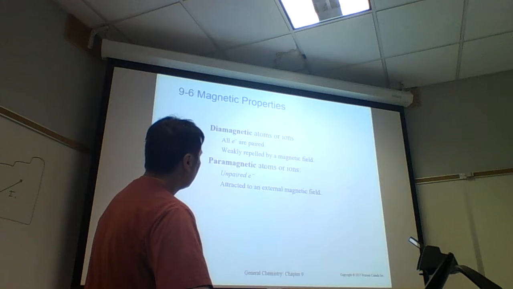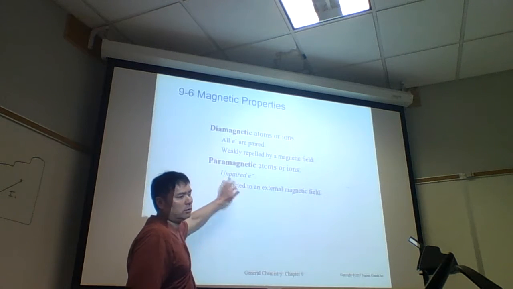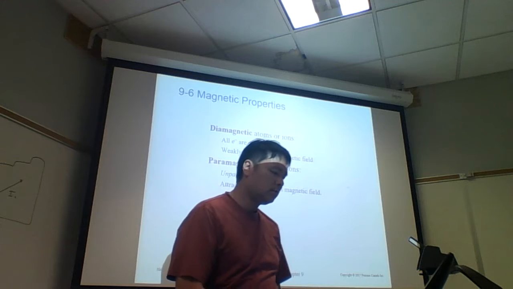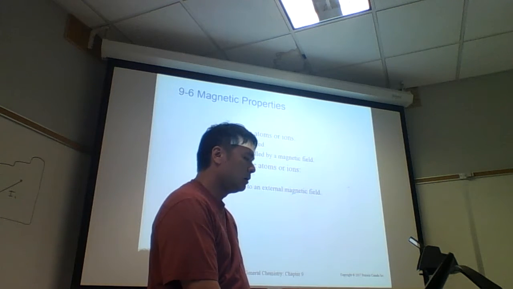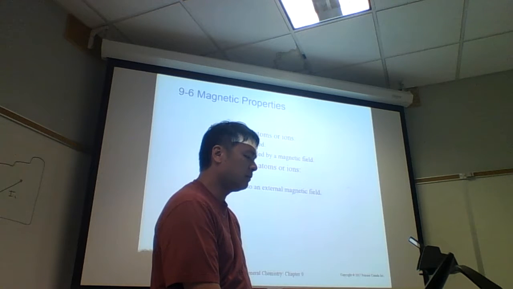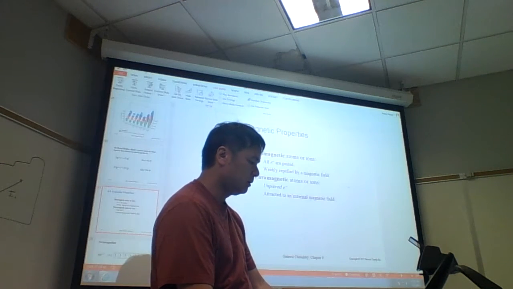In paramagnetic atoms or ions, there are unpaired electrons. And these are attracted to external magnetic fields. In fact, the more unpaired electrons we have, the stronger the attraction is. And you can measure the attraction to determine how many unpaired electrons there are. There's one more magnetic property. It's called ferromagnetic. Let's take a look at ferromagnetic really quick here.